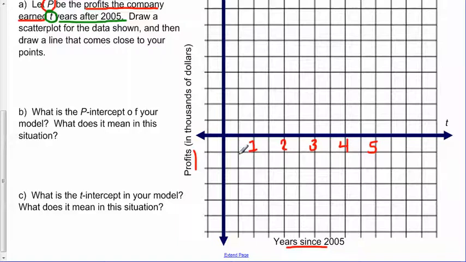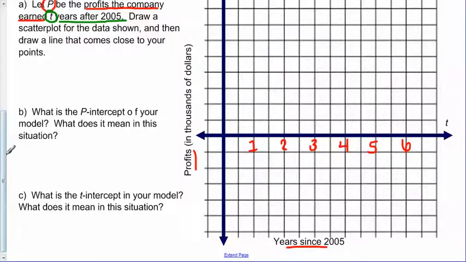So this would be halfway through 2005. Here's 2006. This is halfway through 2006. There's 2007. So you can see how that works. And this will just allow our graph to be a little bit more spread out. The more spread out our graph can be, usually the easier it is to read.